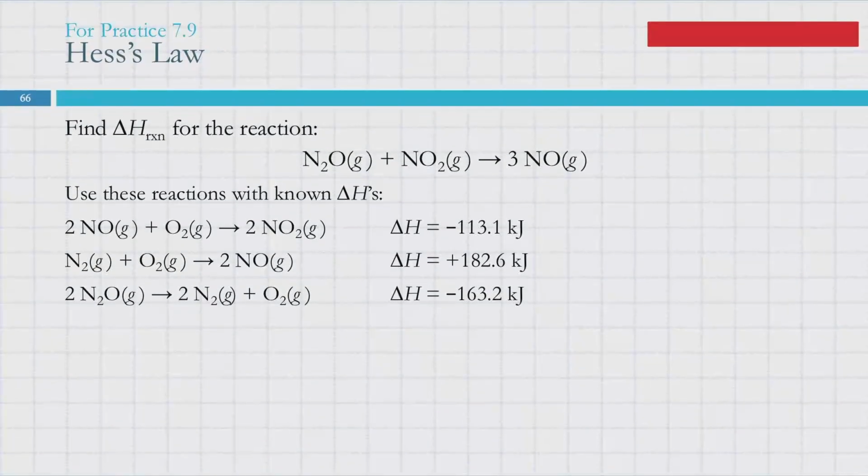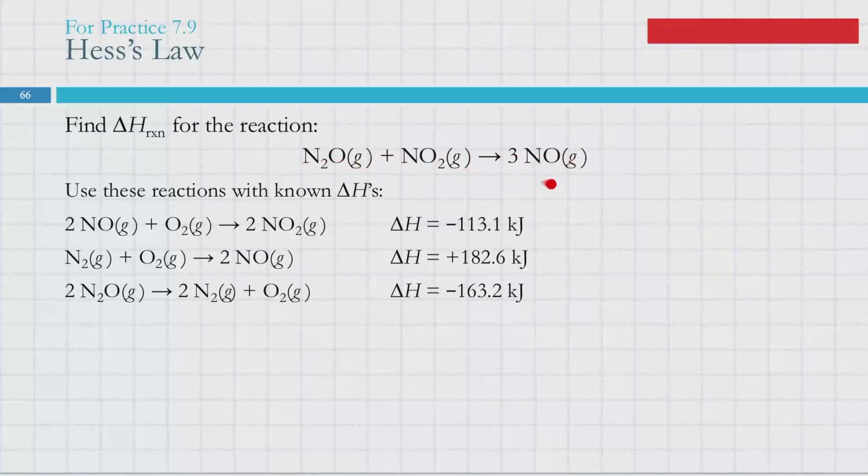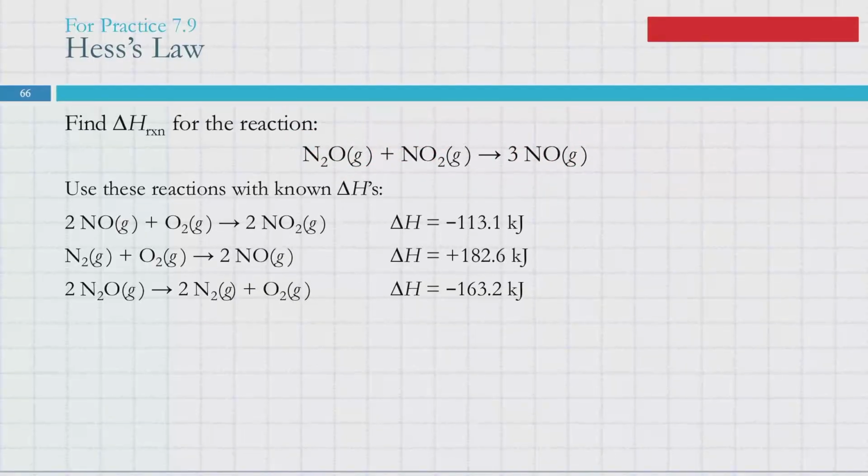Okay, we want to find delta H of the reaction for this reaction using these reactions with known delta H's. So we need N2O on the left, we need NO2 on the left, we need NO on the right. There's a bunch of different ways that we can go about doing this. The way that I solve these is I look for where we have equations that have these things in them. Our first equation, we've got NO, we've got O2, we've got NO2. Do we need any of those for this reaction? Do any of those match?